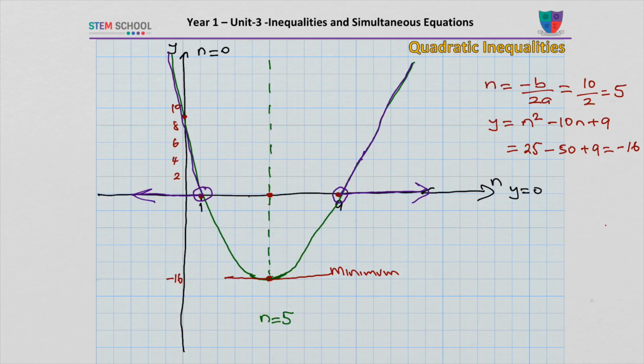So now what we need to do is write down the domain for that. The domain is going to be: open curly bracket, we're writing the domain for n, so that'll be n colon n is less than 1, close curly bracket, union means all, open curly bracket, n colon n is greater than 9, close curly bracket. And that's the domain.